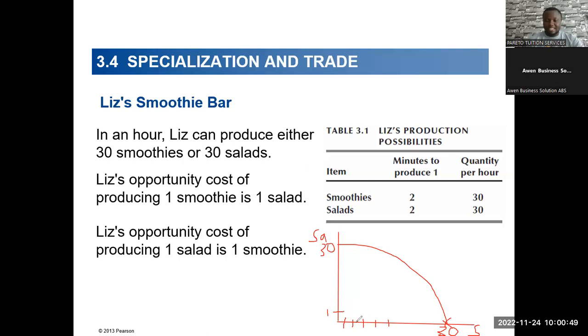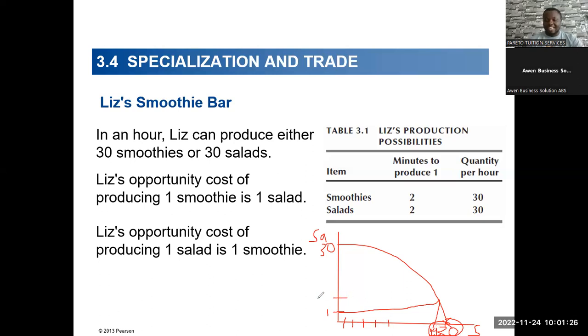Yes. Which means that out of the 1 hour that we are using to produce 30 units of smoothies, we have to take 2 minutes out of it. When we take 2 minutes out of it, we could have used that 2 minutes to produce 1 unit of smoothie, right? So we have to sacrifice 1 unit of smoothie, which means that we will no longer produce 30 units of smoothies. We produce 29. So the opportunity cost of producing 1 unit of salad is the 1 unit of smoothie that we have sacrificed. Is that okay? Yes.